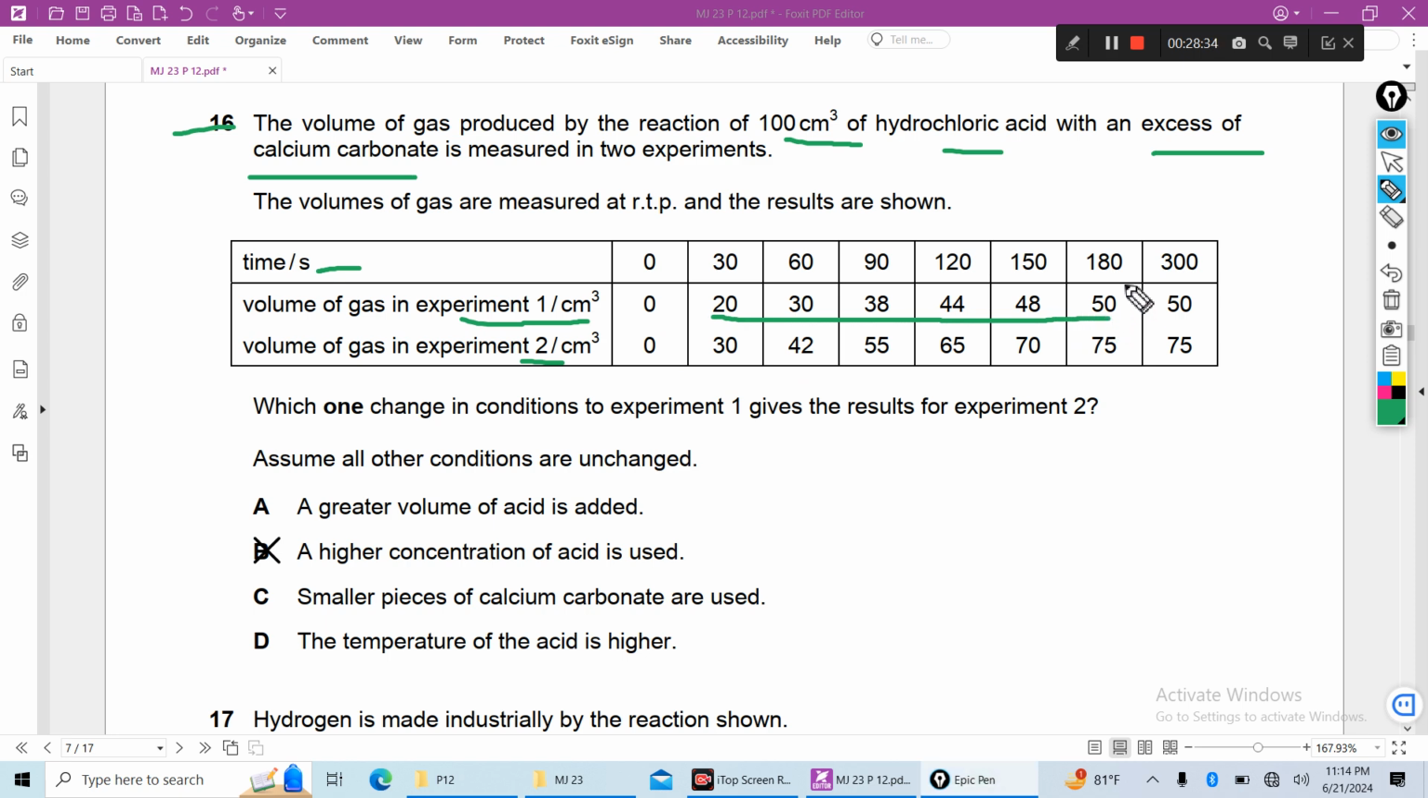This is increasing, then constant. This is increasing, then constant. Experiment 2 produces more volume of carbon dioxide gas.